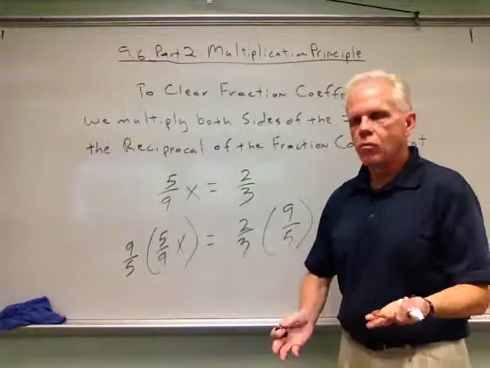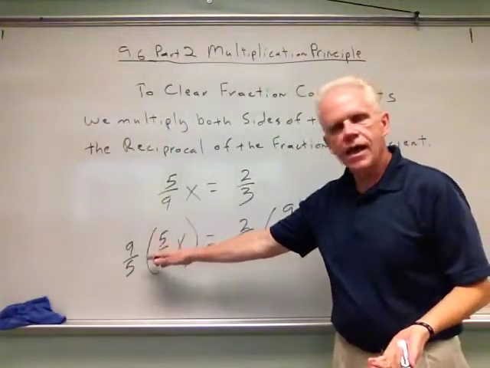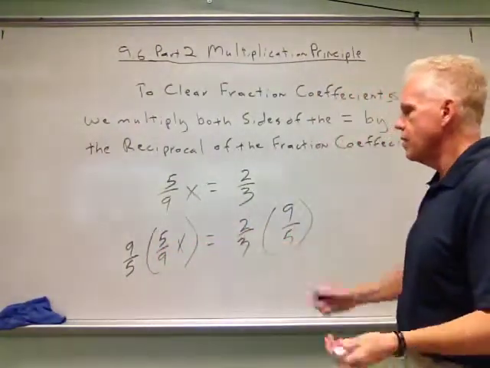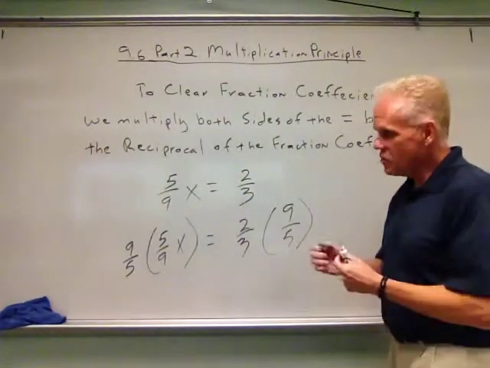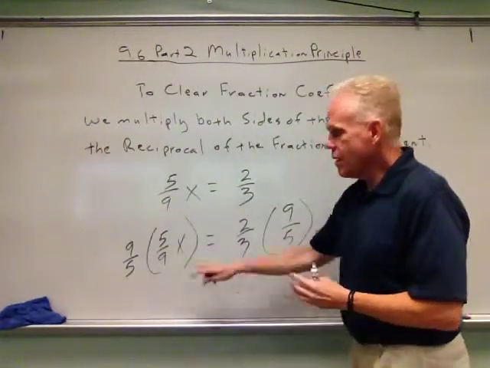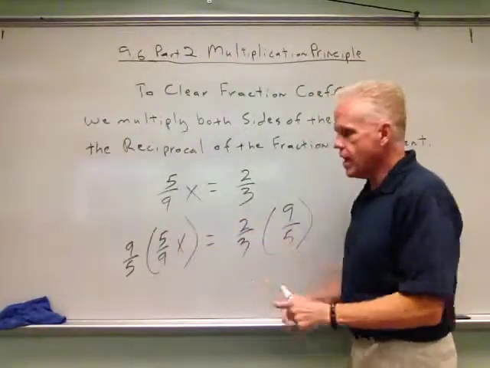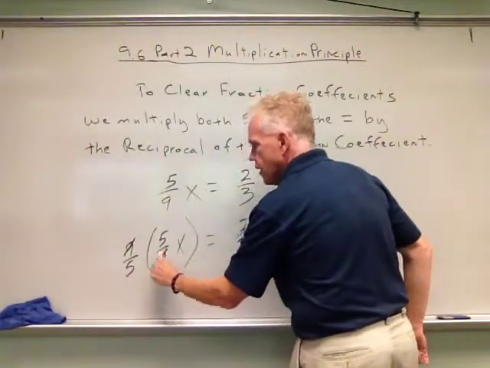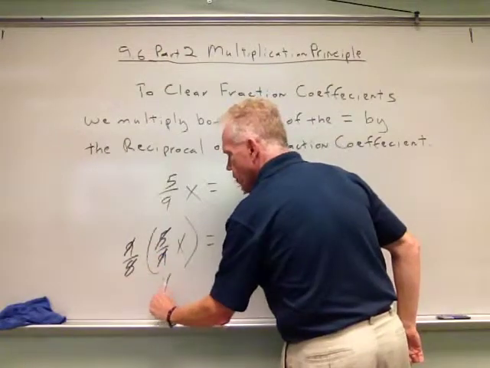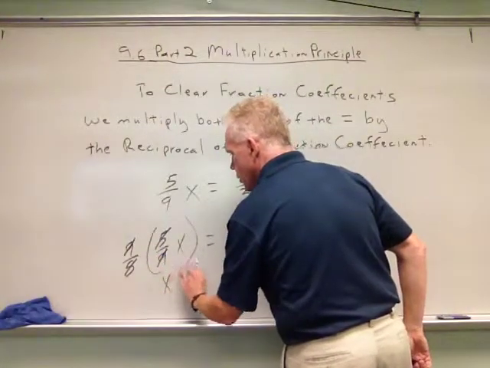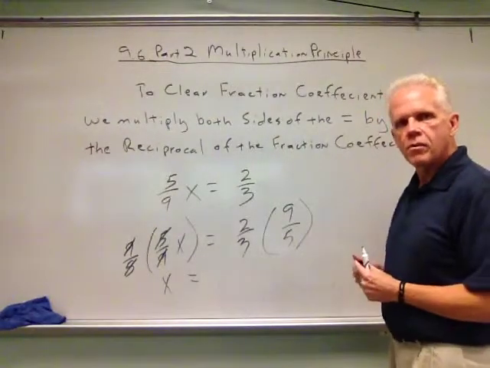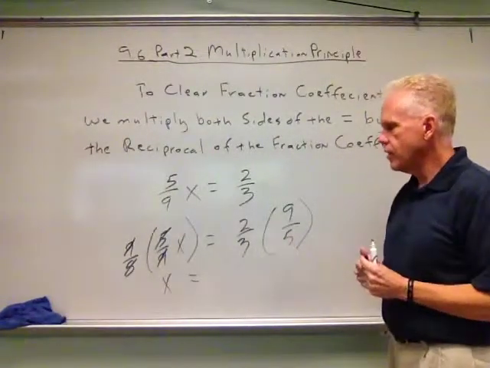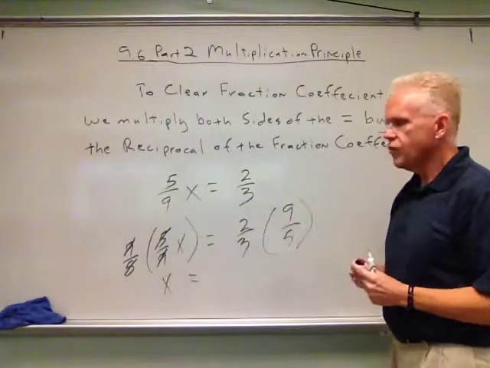If we're going to multiply the left side by 9/5 in order to stay balanced, we'll multiply the right side by 9/5. Now the whole point in multiplying by 9/5 was to make 5/9 go away. Now watch what happens. The 9 cancels the 9, the 5 cancels the 5, and we're left with just a plain good old-fashioned x. So we have accomplished exactly what we wanted to accomplish. We've got that x sitting there by itself. Now we just got to work this side out.